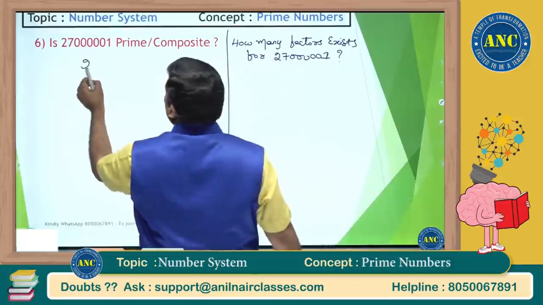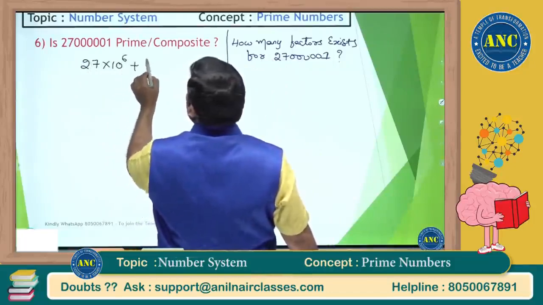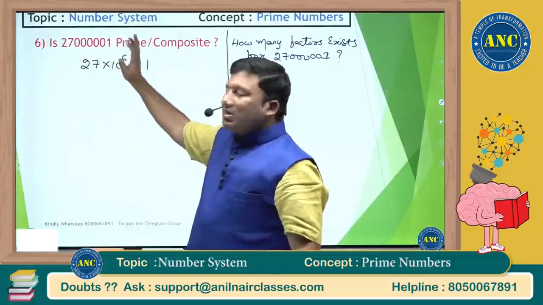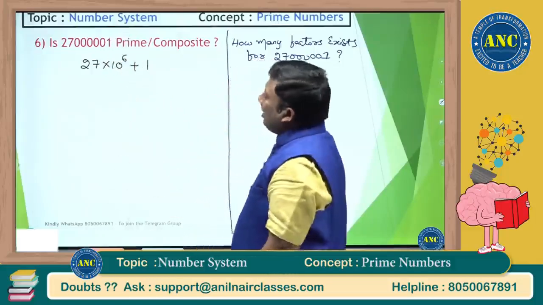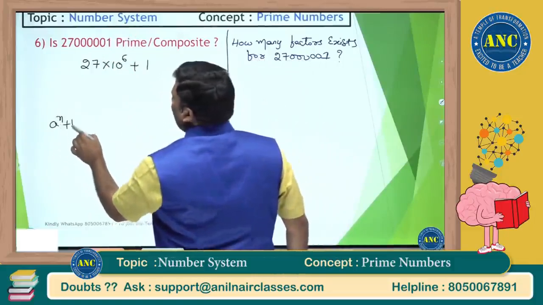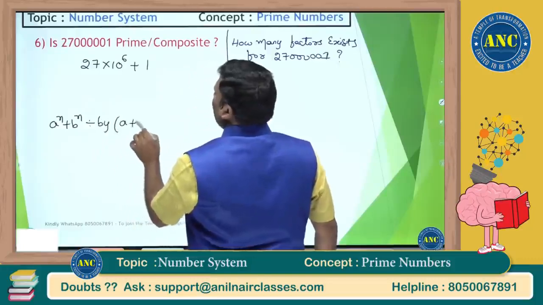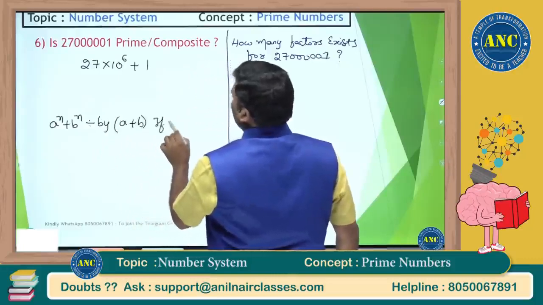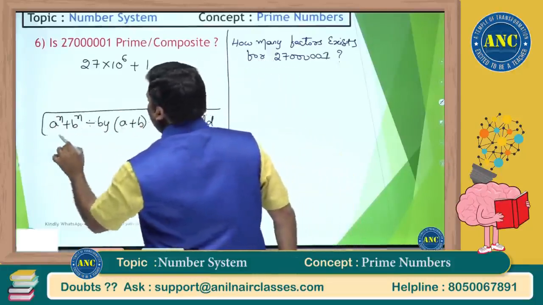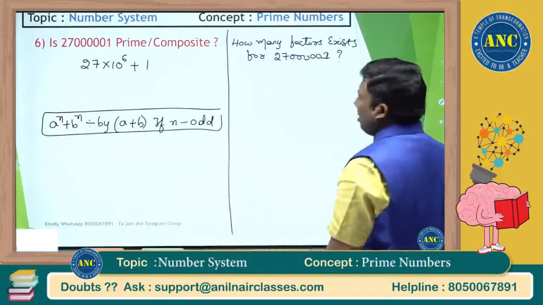Already we discussed this question. This can be written as 27 into 10 power 6 plus 1. Why? Because 1, 2, 3, 4, 5 zeros, 6 zeros ending with 1. What is the concept we discussed? A power n plus b power n is always divisible by a plus b if n is an odd number. I am writing the concept for every question so that when you are referring to the notes, it should be extremely clear to you.